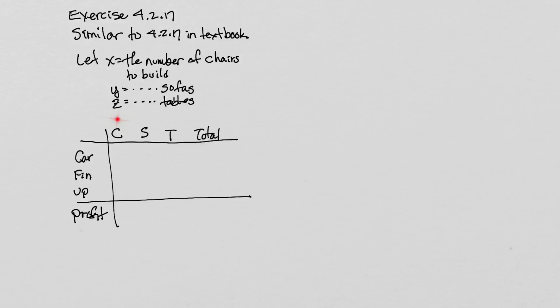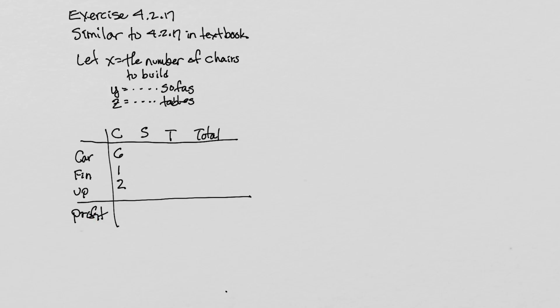We're going to set up the categories across the top row here. We'll have chairs, sofas, tables, and then our totals. And then along the side, as we always do, we're going to write our characteristics of these. Each one of these has carpentry, finishing, and upholstery, and a profit associated with it.